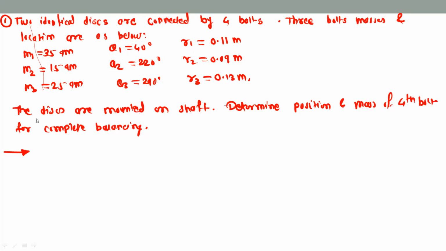The discs are mounted on the shaft. We have to determine the position and the mass of the 4th bolt for complete balancing. That means where we should connect the 4th bolt, and what its mass is, so that the complete system will be in the balanced condition. So I will draw the schematic diagram for the given system.